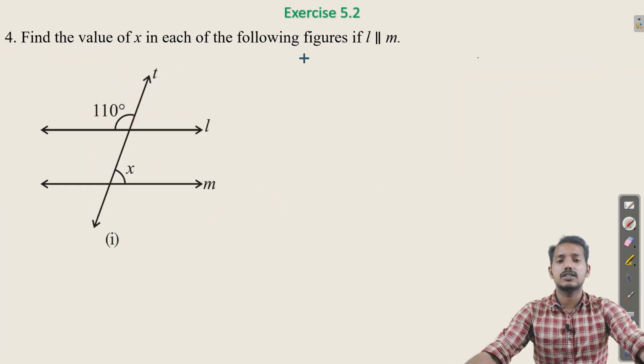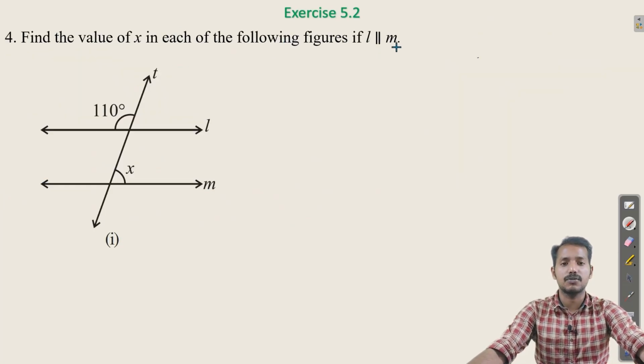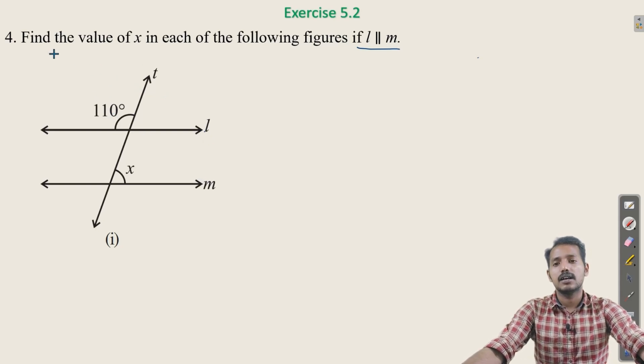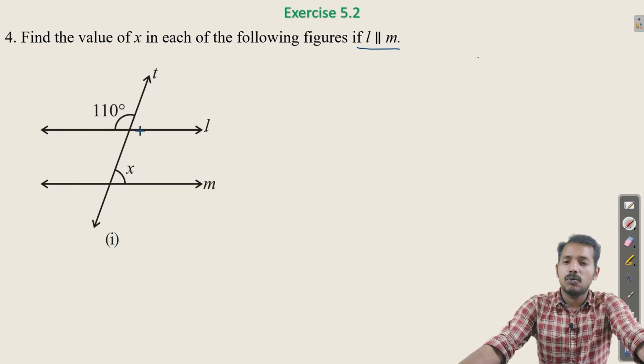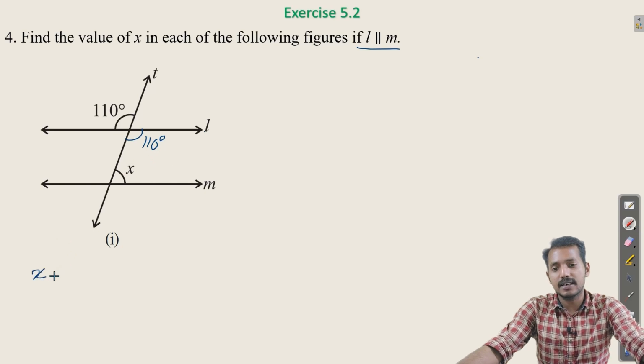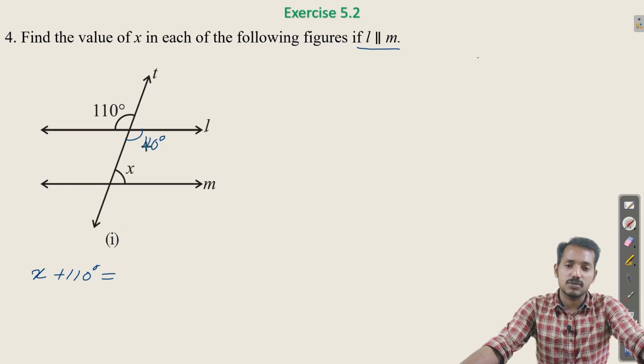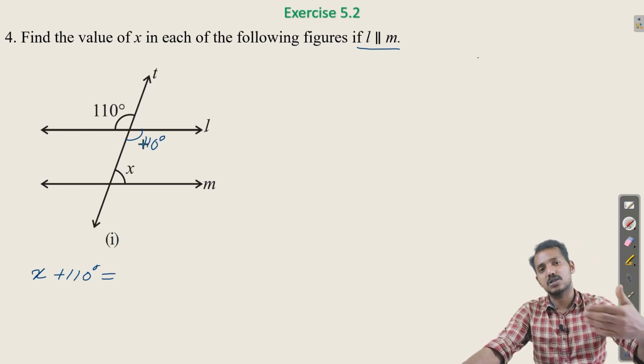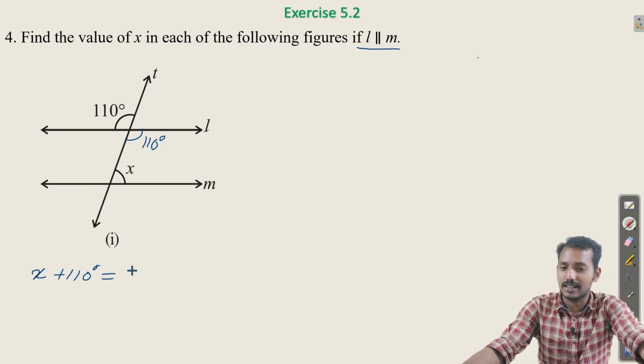Find the value of x in each of the following figures if L is parallel to M. I'm taking the first one here. What will be x? This angle will be 110 degrees, right? Because they are vertically opposite angles. Now we can easily find x, because x and 110 degrees are supplementary, as these angles are the interior angles on the same side of the transversal.